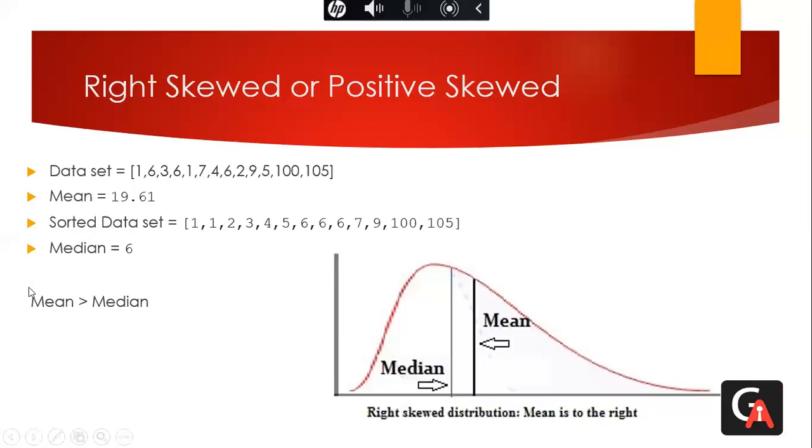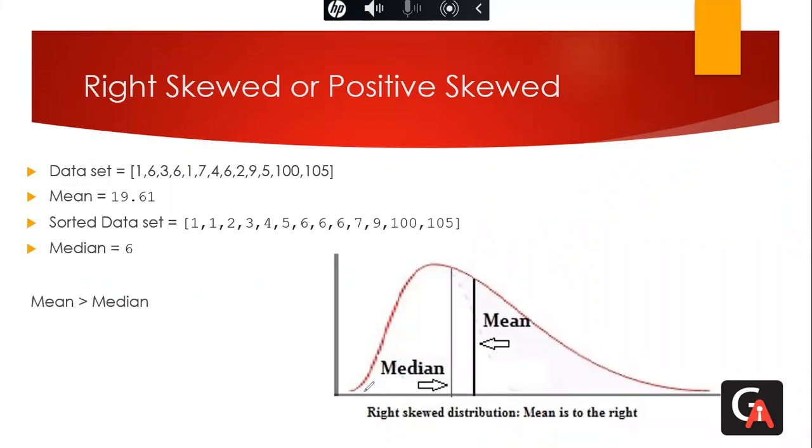So here we can observe one thing, that mean is greater than median, because mean is 20 and median is very less. It's a 6. So whenever I'm going to plot this distribution or these data points, I'm going to get this type of graph. So why am I getting this type of graph?